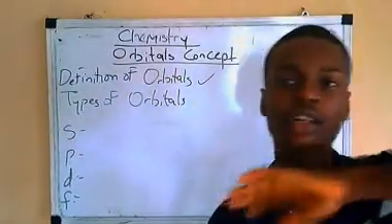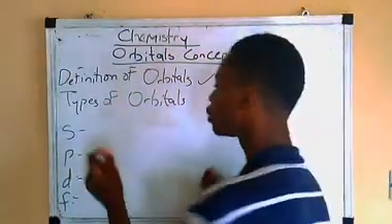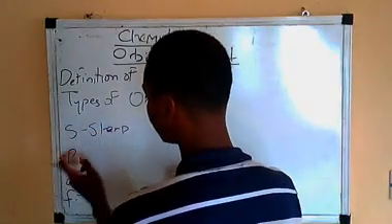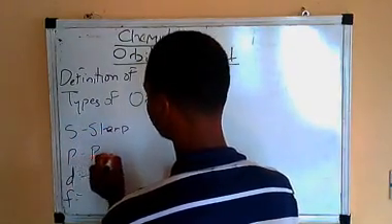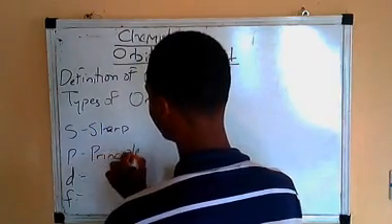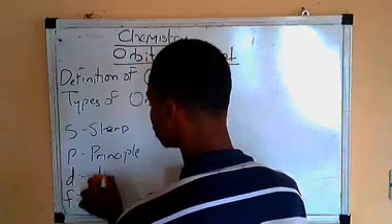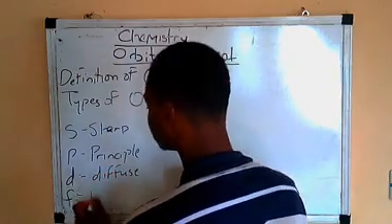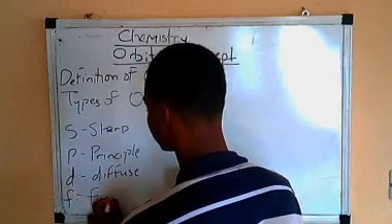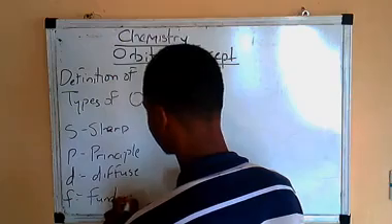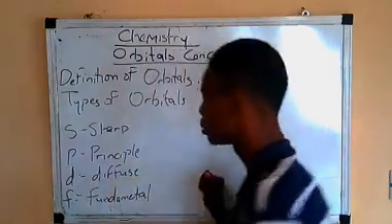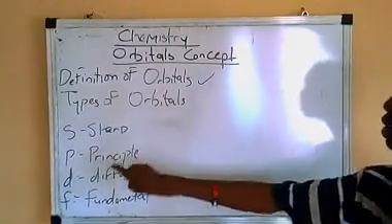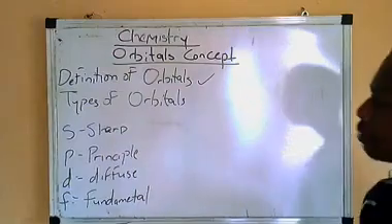What do they stand for? S orbital stands for sharp, p orbital is principal, d orbital is diffuse, and f orbital is fundamental. I repeat: S is sharp, P is principal, D is diffuse, F is fundamental.